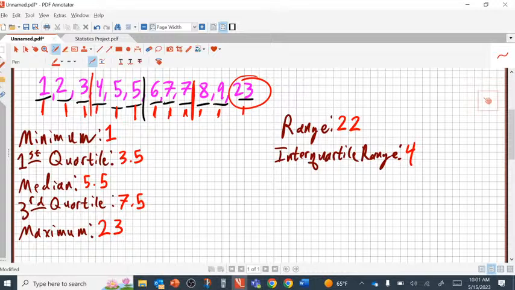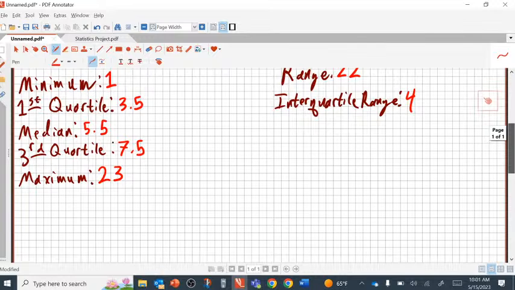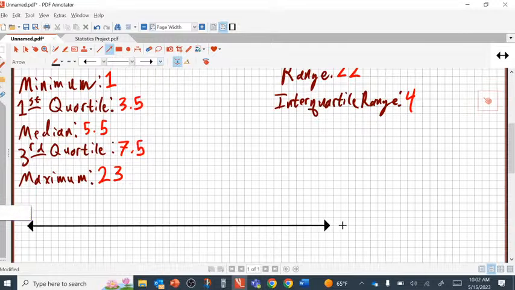Okay, so guys, we need a number line that can hold all of our data. So everyone give me a number line that goes from 0 to 23. Give me a number line that goes from 0 to 23.